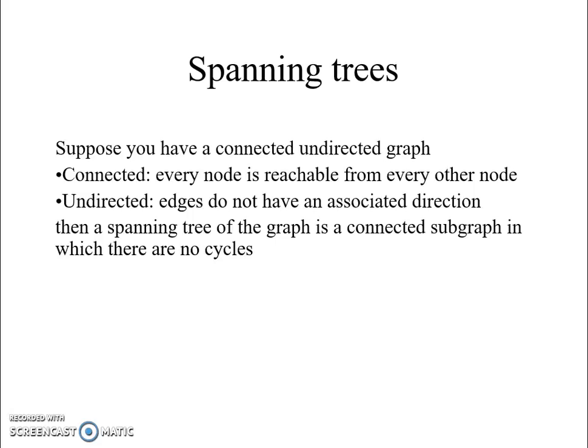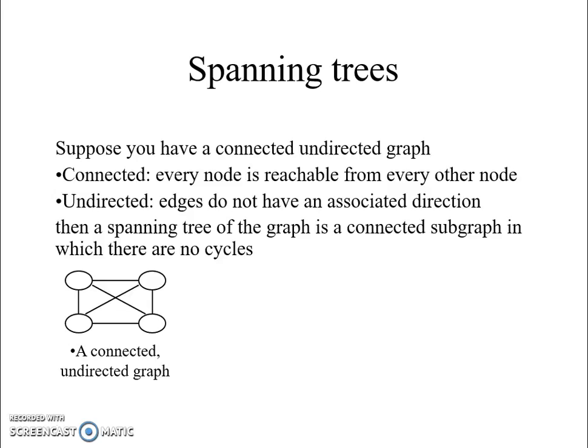Today we can see a topic under spanning tree, and we can see the algorithms which are used to find the minimum spanning tree. First we can see what is a spanning tree. Suppose you have a connected and undirected graph. Connected in the sense every node is reachable from every other node, and undirected means edges do not have an associated direction. Then a spanning tree of the graph is a connected subgraph in which there are no cycles.